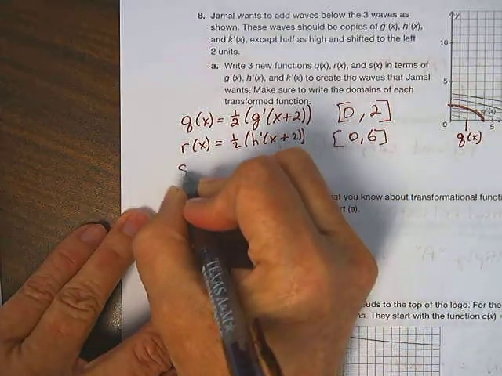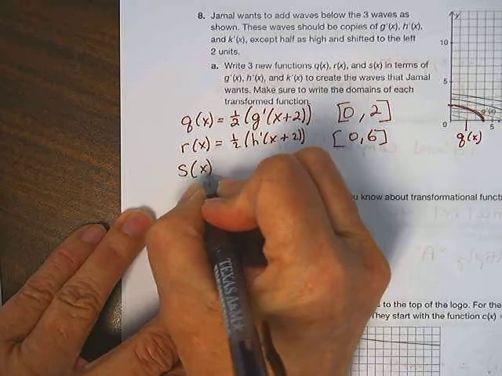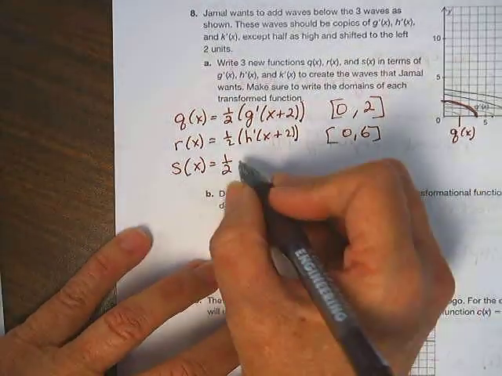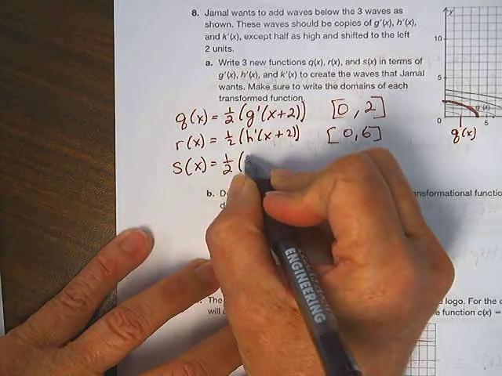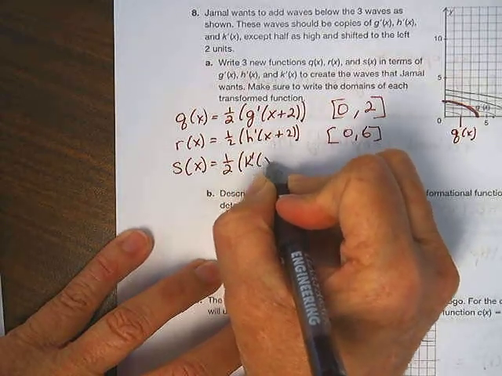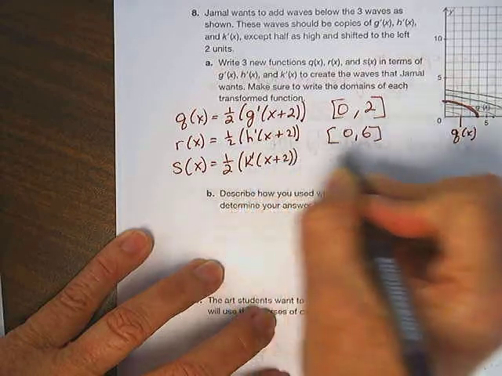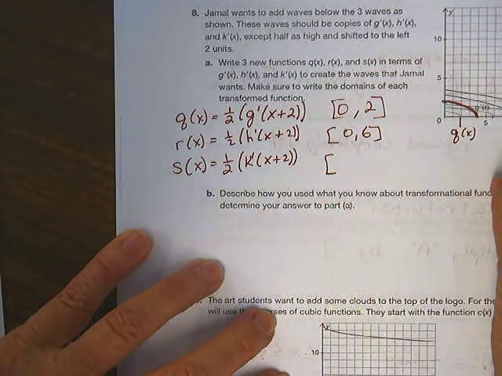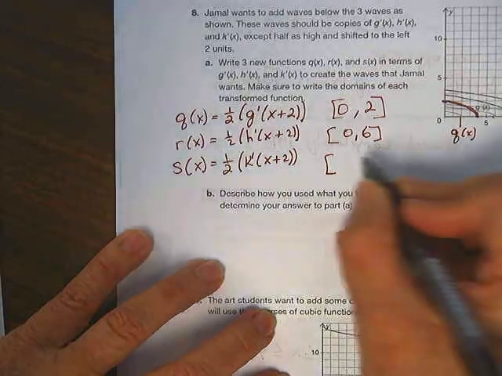And our final one, s of x, put a 1/2 in the front to compress it by 1/2, and that was k prime, and we have to add the 2 to shift it to the left, and our domain now goes from 0 to 10.